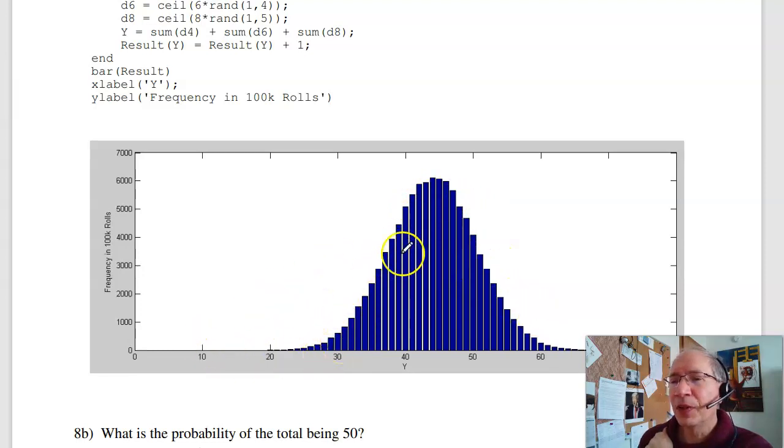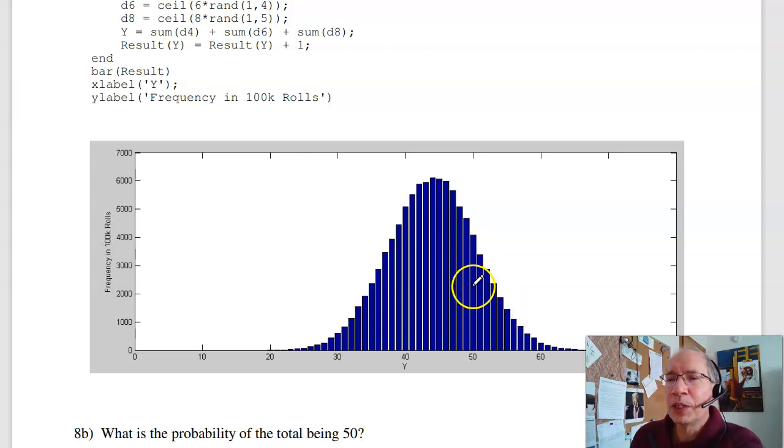And if you notice, it's a nice bell-shaped curve. We're going to see that over and over again. This is called a normal distribution, probably one of the most important distributions in all statistics. You keep seeing it over and over again. But that's kind of a sidelight. We'll see that again later.